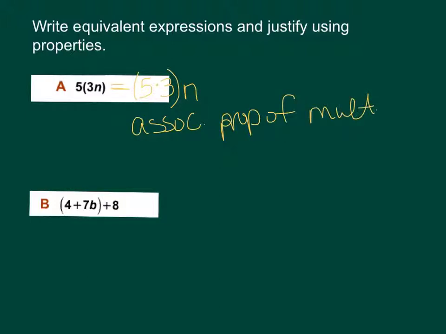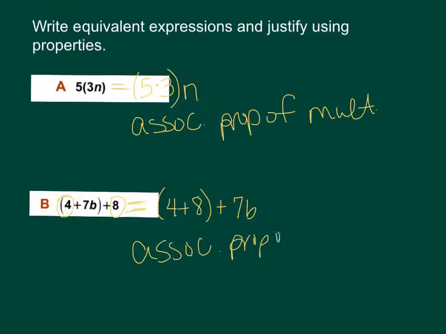All right, now what about B? I'm going to write an equivalent expression. Now they put 4 plus 7b. I can't add 4 plus 7b because they're not like terms. But I can add 4 and 8. So I'm going to change and group 4 and 8 together, then put the 7b off to the side. So again, I changed what's grouped. So this is going to be the associative property as well, but of addition.